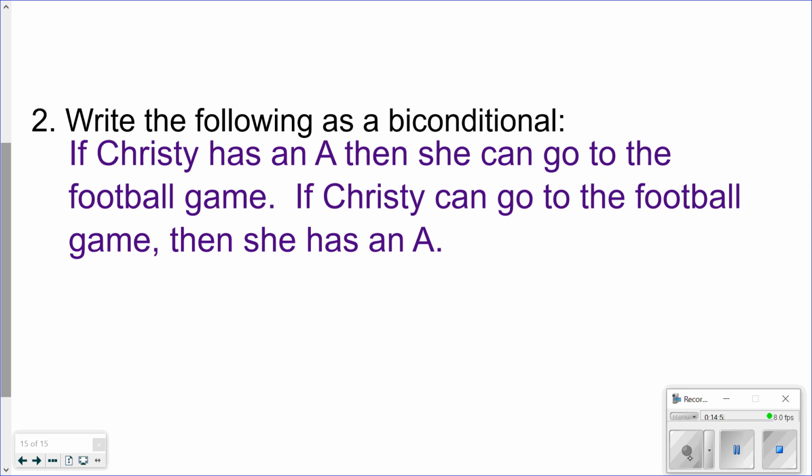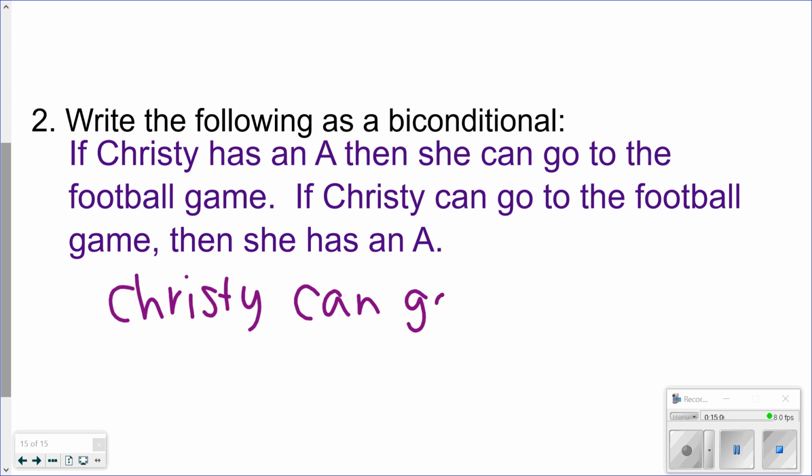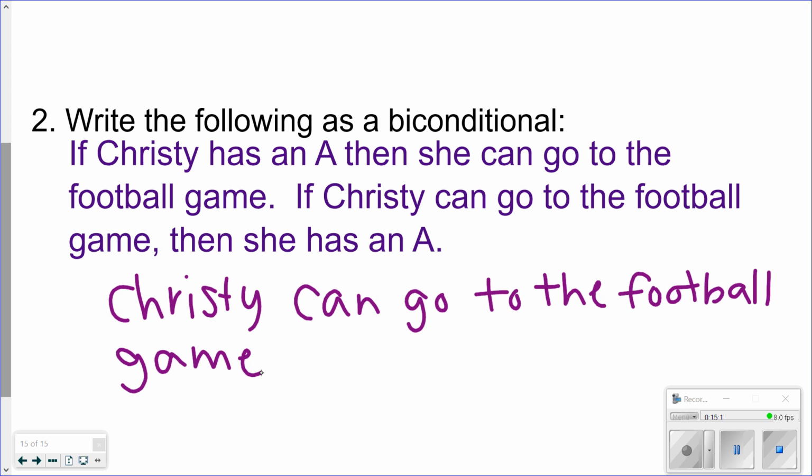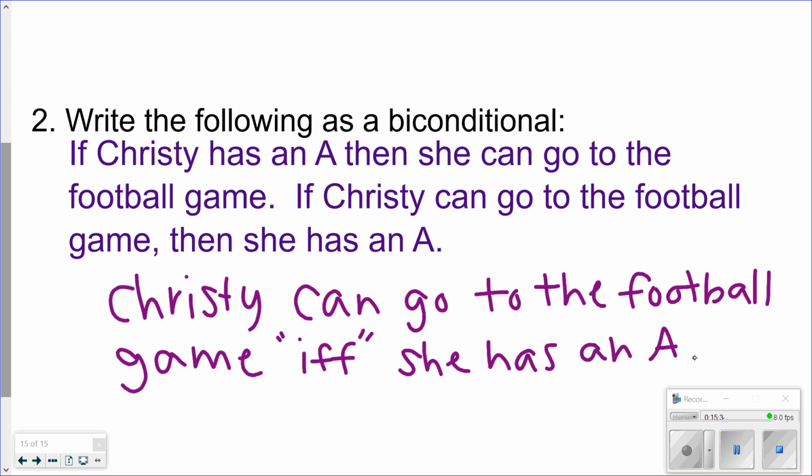So to write this as an if and only if statement, I can say Christy can go to the football game if and only if. Remember, you can write it like this if you don't want to write all those words. If and only if she has an A. And that's it.